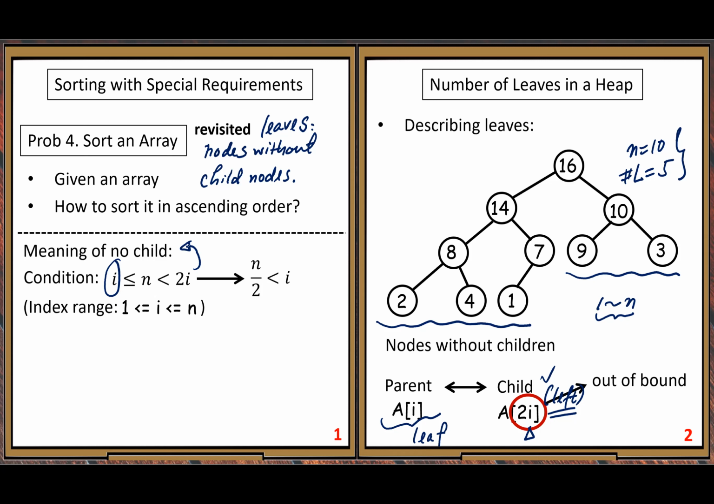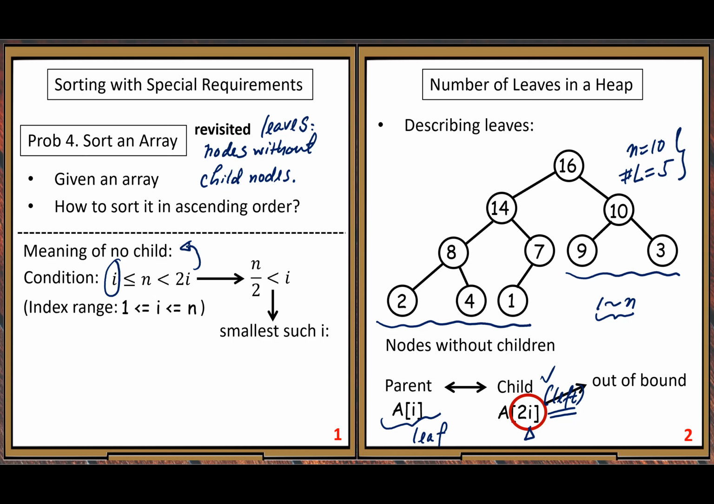Do division by 2, we have n over 2 less than i. But this i must be an integer, right? The index i must be an integer. n over 2 may not be an integer, right? n over 2 sometimes is an integer, sometimes not, even or odd. But we want an integer expression for i as the lower bound from this inequality.